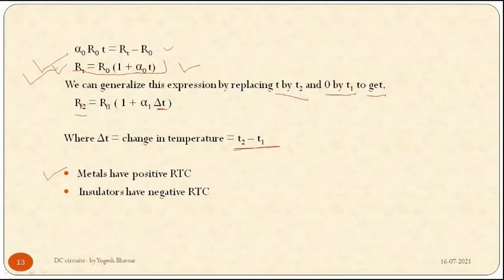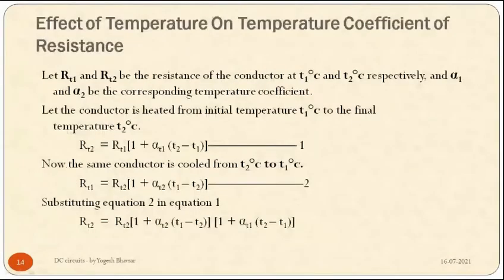Now tell me, for alloys, what will the RTC be, positive or negative? Alloys. Positive. Yes. Semiconductors. Negative. Good. Because for semiconductors, temperature increases, resistance decreases. Okay. And the next expression we have, this is also a simple one.